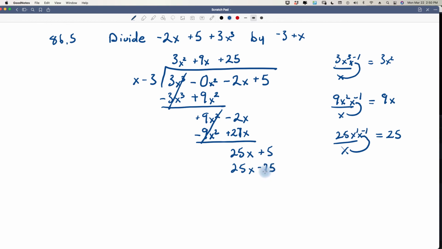Okay? So we draw our line, we flip our signs so we can subtract. This cancels and we are left with a positive 80. We can't divide that any further because we have no more x's. So that becomes our remainder, 80 over x minus 3. Okay? Are y'all seeing how we get the answer to all of these? Is it making sense? Okay.